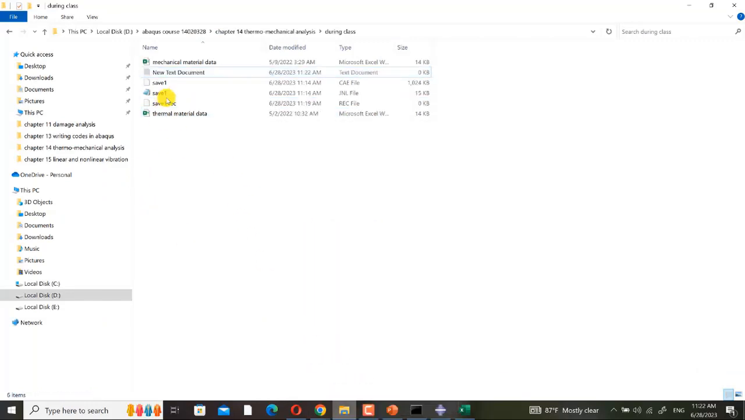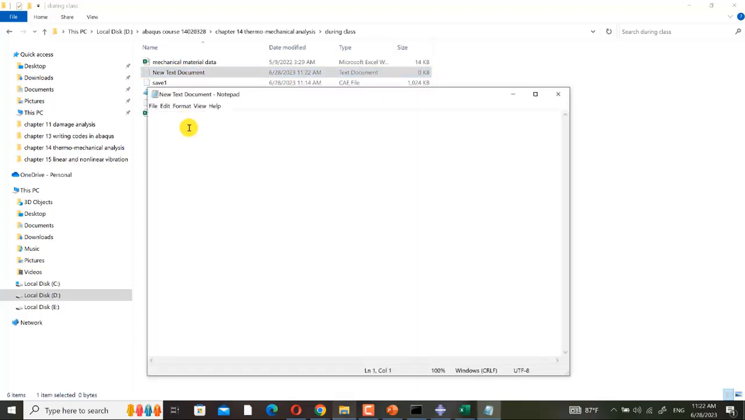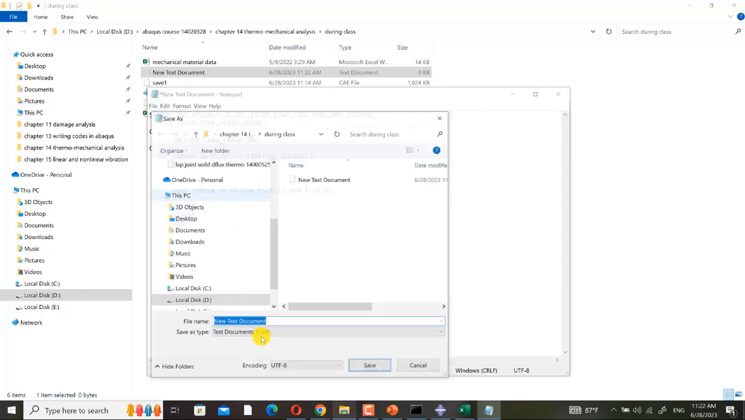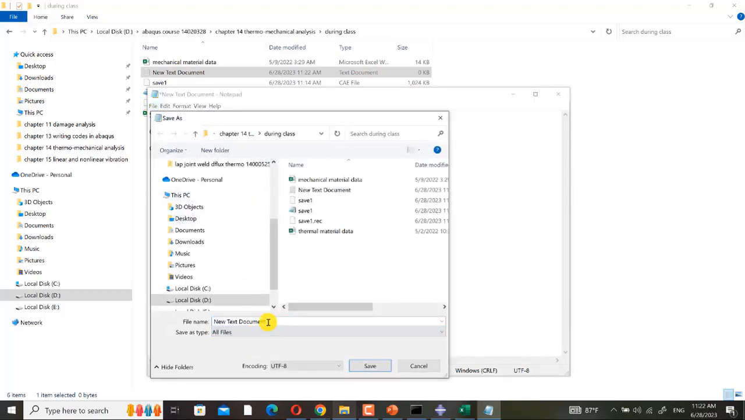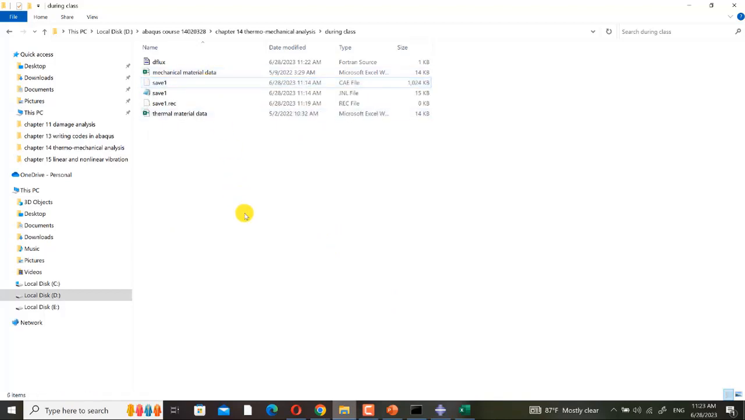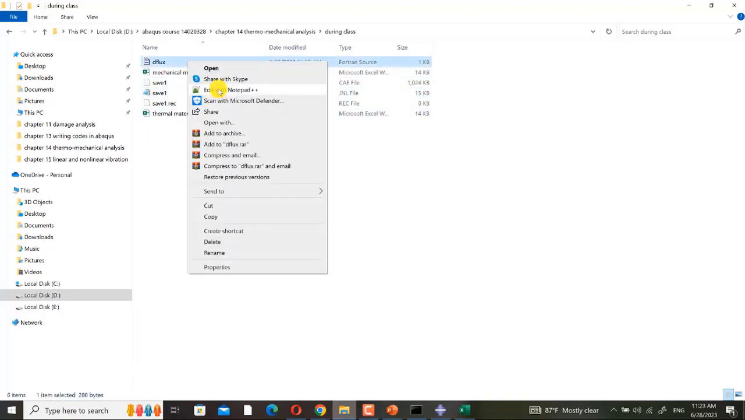create a text file, copy it in the text file, and file save as, set it to all files. I name it dflux.for. For is the type of Fortran file, .f and .for. I myself always use .for. I have not used .f. I don't know what is its usage. And finally, I delete it. And then I open it again.